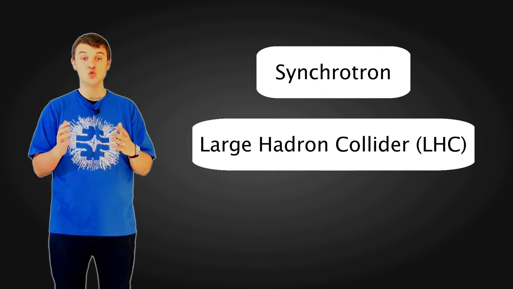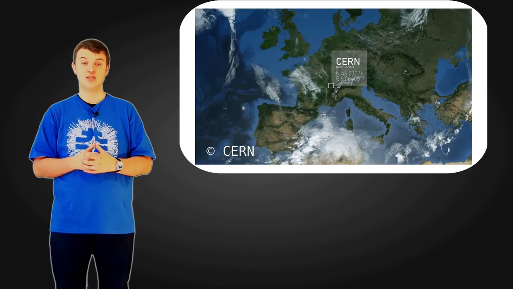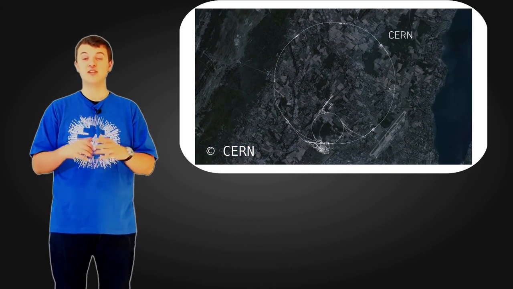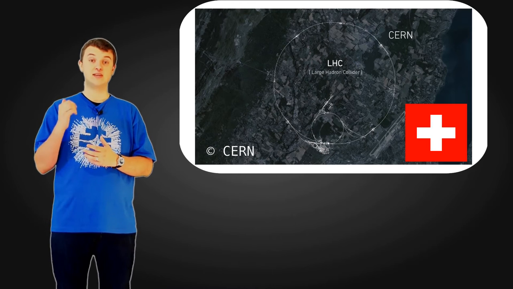The LHC is huge, at 27 kilometers in circumference. It's located in a tunnel about 100 meters underground near Geneva. In fact, the LHC is so big that it straddles the border between Switzerland and France.